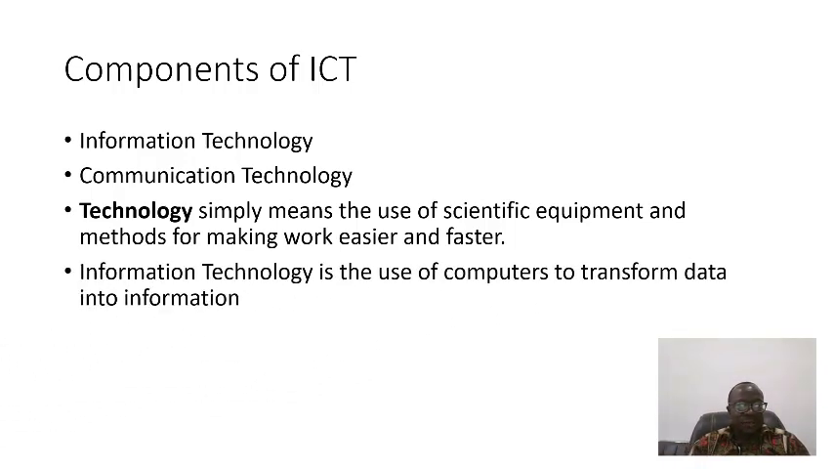So basically, we are saying that information technology is the use of computers to transform data into information. If you're able to use computers to transform, change data into information, we refer to that as what? Information technology. That's the basic idea. Using computers and its other related devices to transform, to change, to convert data into a form that is going to be very useful for you, which we refer to as what? Information. That's basically what we call information technology.